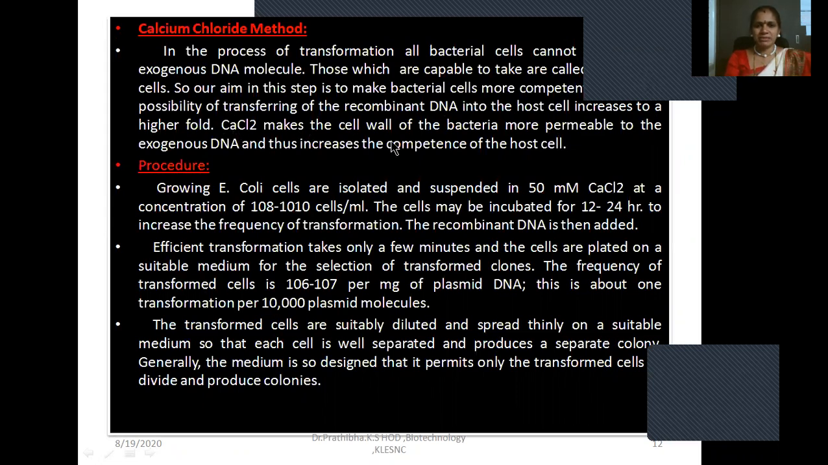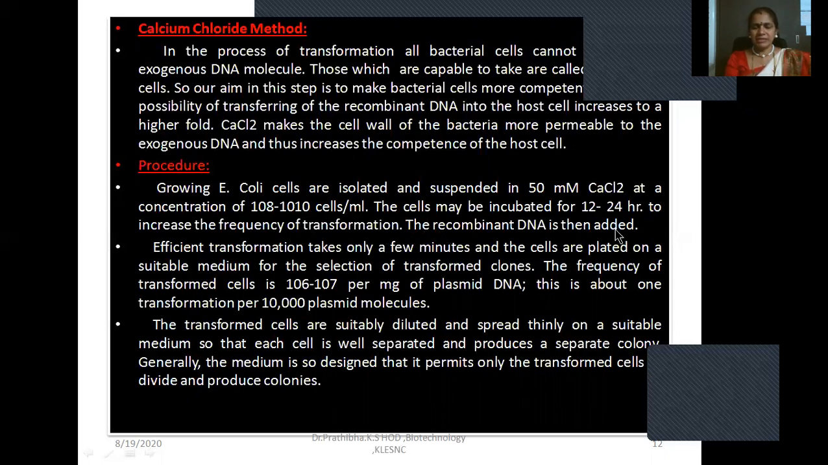Calcium chloride makes the cell wall of the bacteria more permeable to the exogenous DNA and thus increases the competence of the host cell. Let us go through the procedure. Grown E. coli cells are isolated and suspended in 50 mM calcium chloride at a concentration of 10^8 to 10^10 cells per ml. The cells may be incubated for 12 to 24 hours to increase the frequency of transformation.